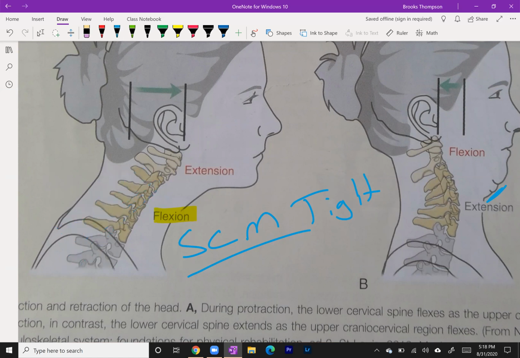But take a close look right here. And the skull here. This area where you have C1 and the skull. We actually have capital extension.